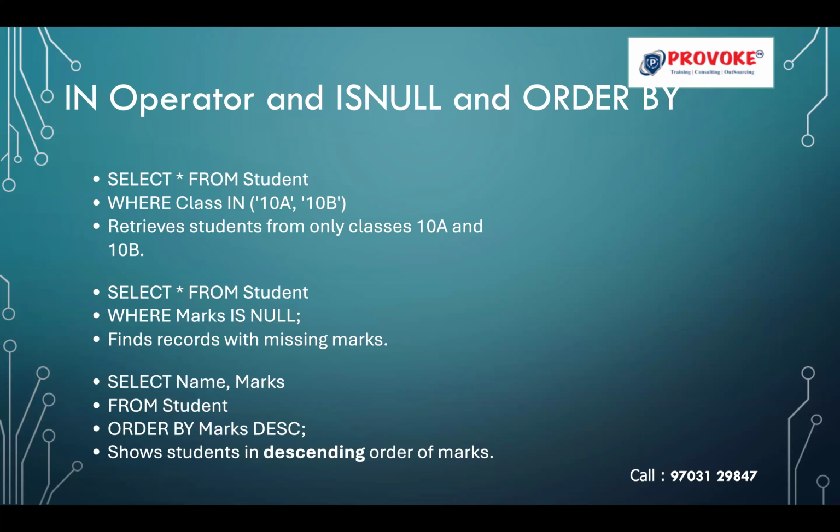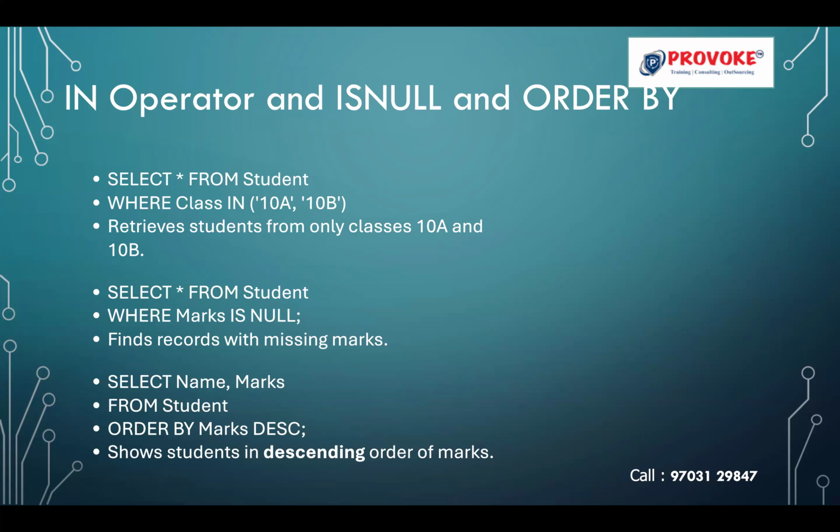Select name comma marks from student. If you see in the first two queries, I'm selecting all the columns, all the rows. But here I'm going to select only the two columns. Here I'm selecting all the columns. Here I'm selecting only two columns. From student, order by marks descending. So it is going to retrieve the name and the marks of the student in descending order.